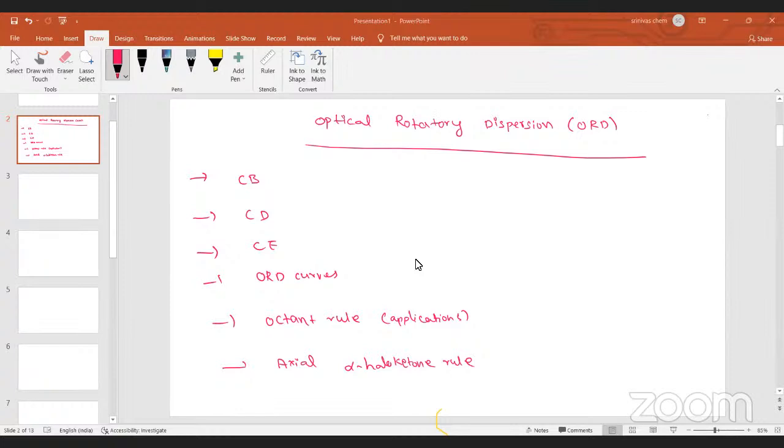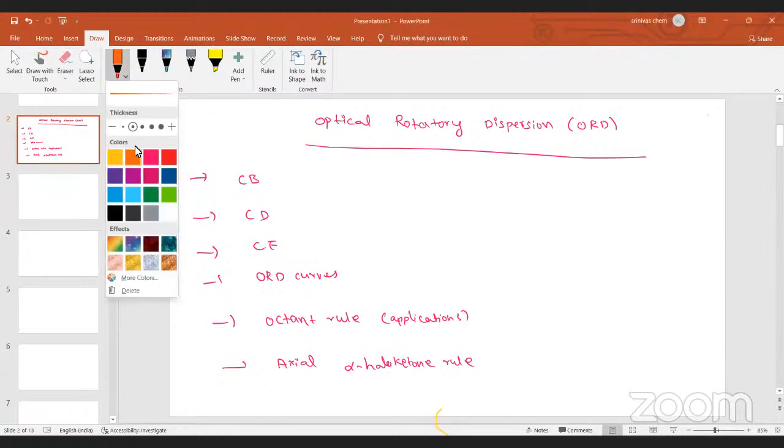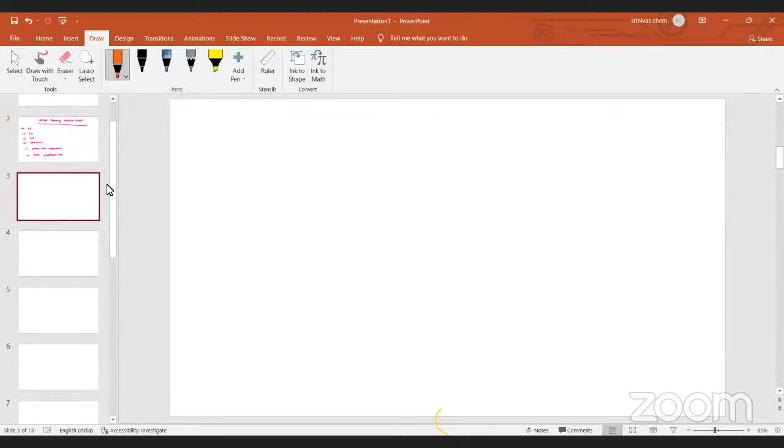So, optical rotatory dispersion. Take a screenshot and go to the next slide. First of all, the introduction. See some topics or terms: plane polarized light, and the introduction of ORD. The first term is plane polarized light. So what is plane polarized light?